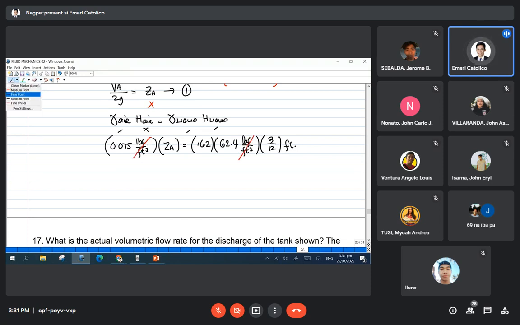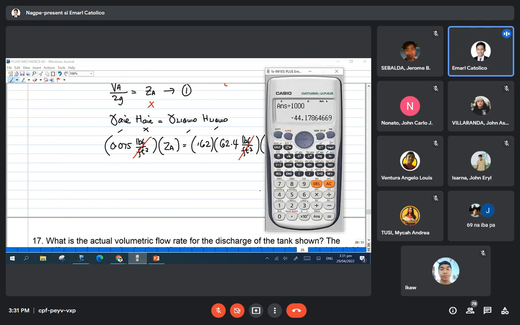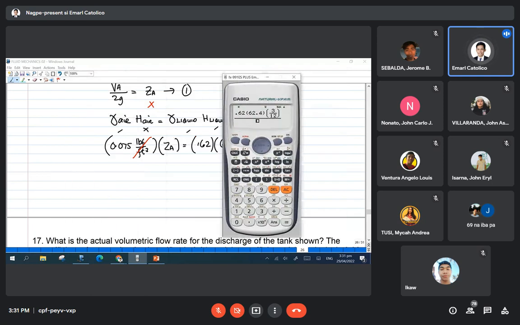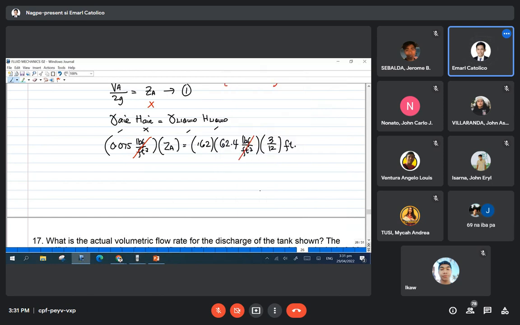So unit natin dito ay in terms of feet. Okay. 0.62, 62.4, 3 over 12 divided by 0.075. So therefore, H ng ating air, elevation ng air is ilan to? 128.96 feet. Okay. So, nakuha na natin sa elevation.